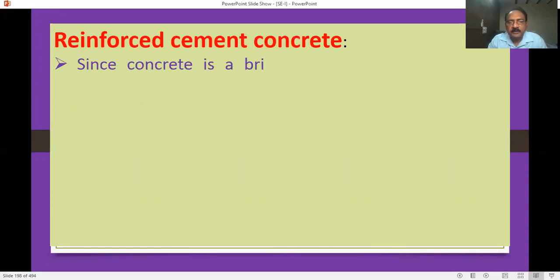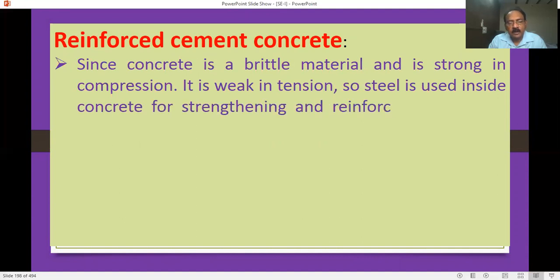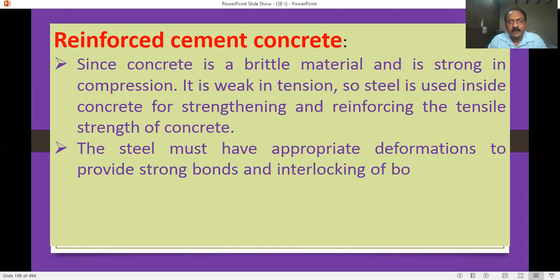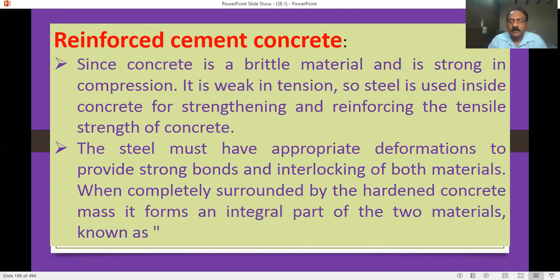Reinforced cement concrete is strong in compression and weak in tension, that is the concrete only, not the reinforcement. If you look at concrete, concrete is a brittle material, strong in compression but weak in tension. So that's why steel is used inside concrete for strengthening and reinforcing the tensile strength of concrete. This will be repeated again in the behavior of materials. So this is a very important point.